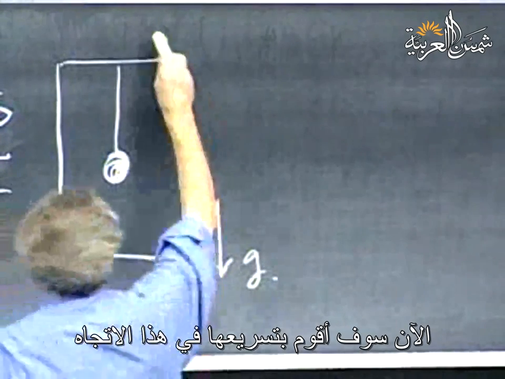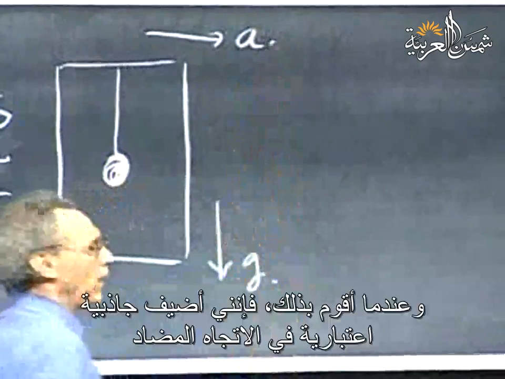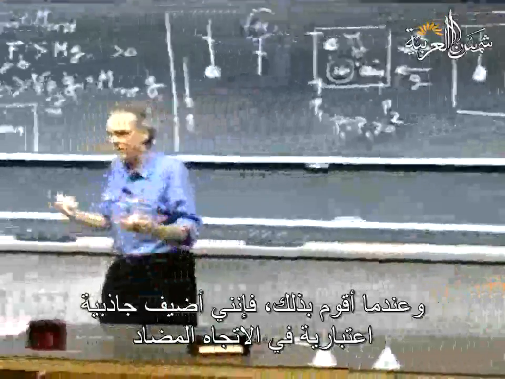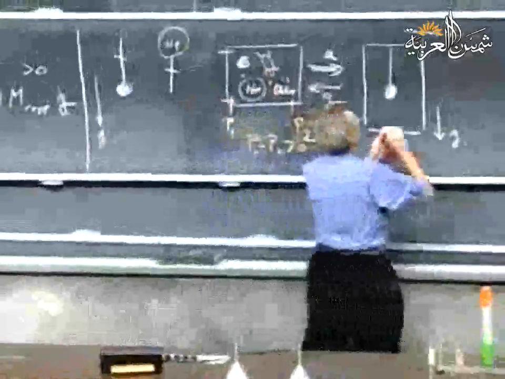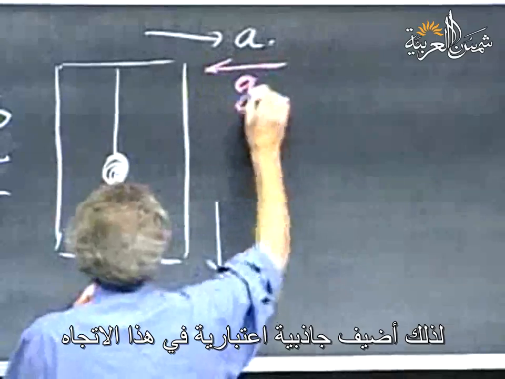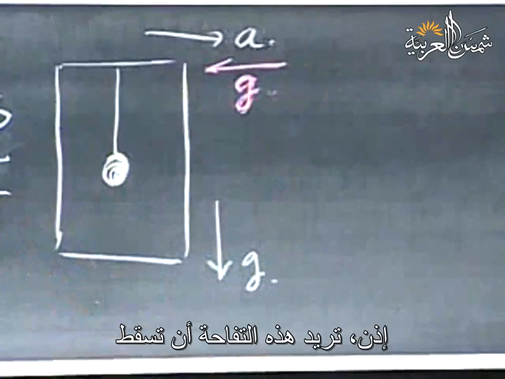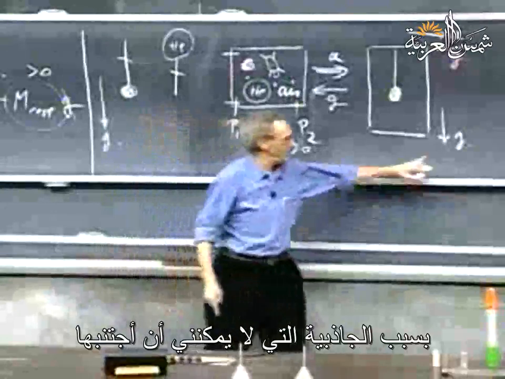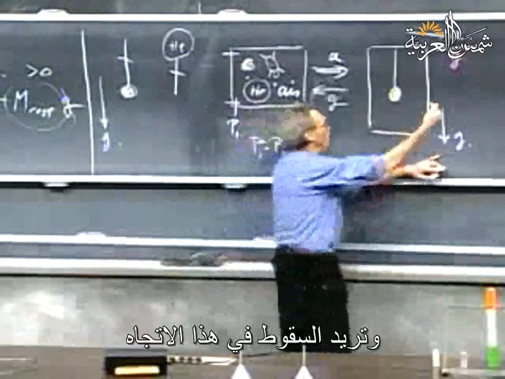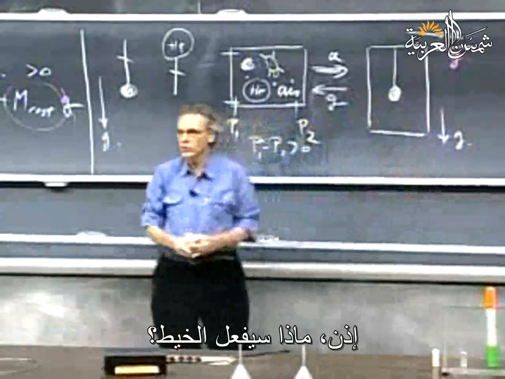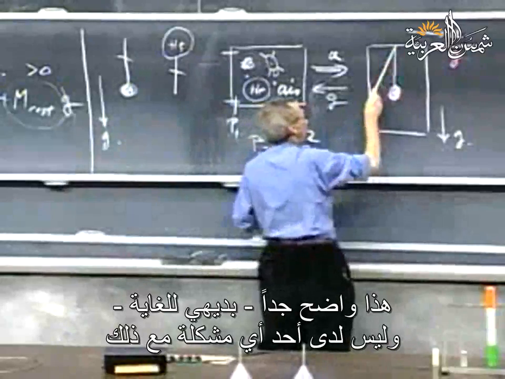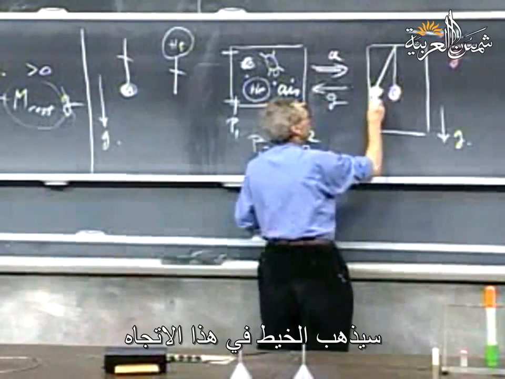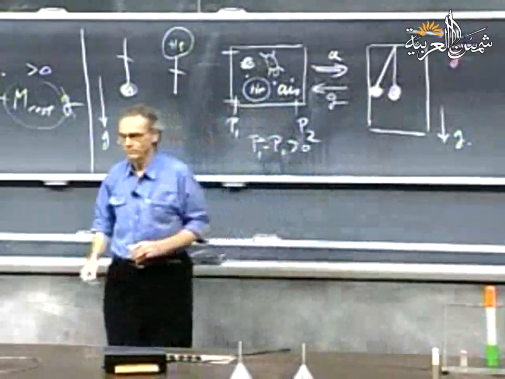Now I'm going to accelerate it in this direction. And when I do that, I add a perceived component of gravity in the opposite direction. So this apple wants to fall down because of the gravity that I cannot avoid, and it wants to fall in this direction. So what will the string do? Very clear, very intuitive. No one has any problem with that. The string will do this.